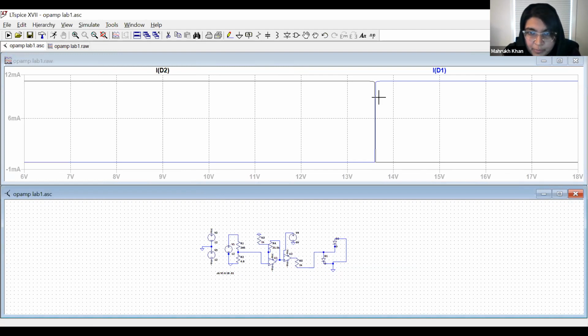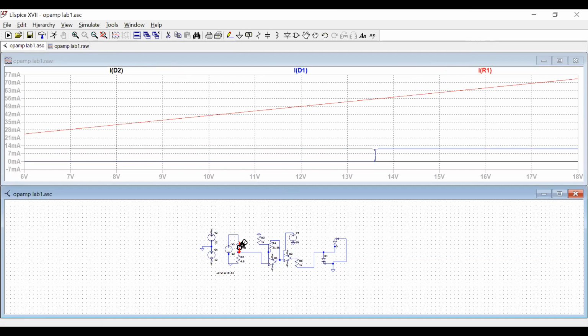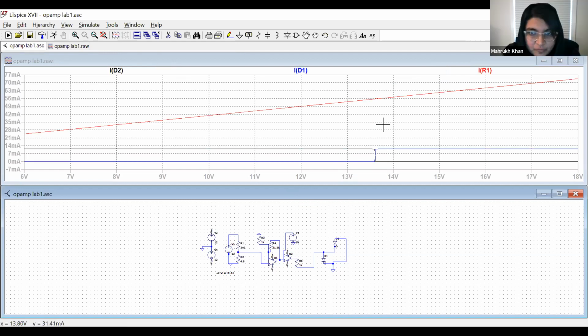One thing I want to show, they both are opposite to each other, right? The current through ID1 and ID2. So it means that for certain time, ID2 was on and the other time ID1 was on, right? Sounds good? Yep. And if you see here, this point should be 55 milliamps, right?